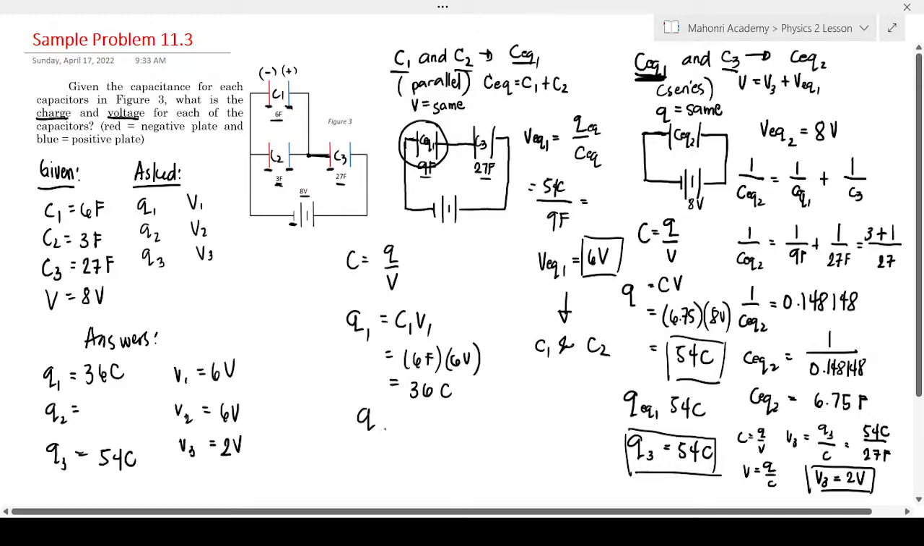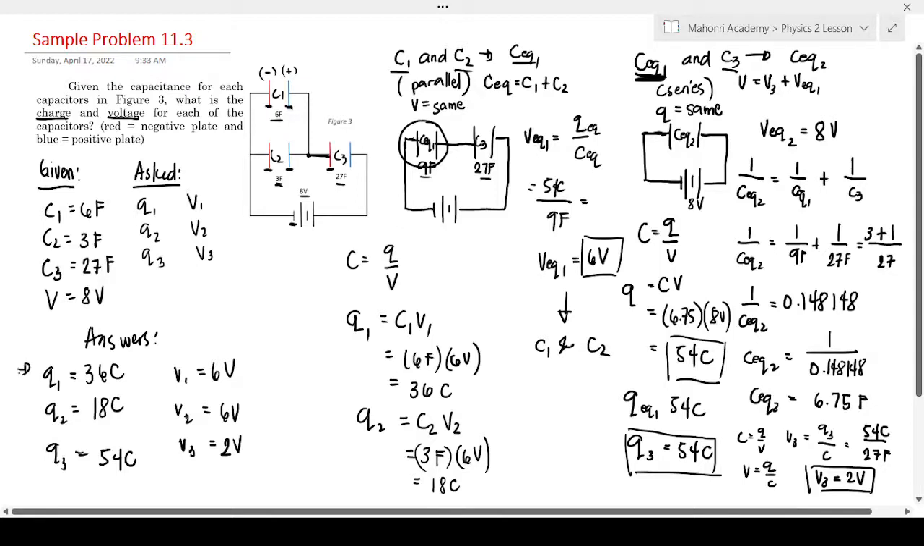And for Q2, that is just C2 multiplied by V2. So that is just 3 farads multiplied by the voltage of capacitor 2, which is still equal to 6 volts. 6 times 3, that is 18 coulombs. So the answer is 18 coulombs. So now you are able to measure everything out.